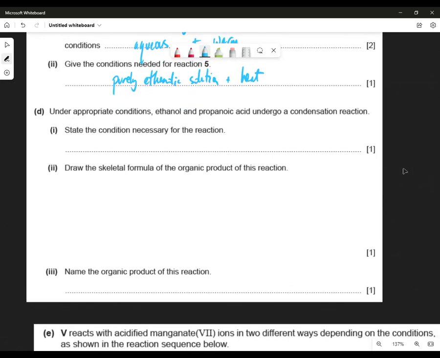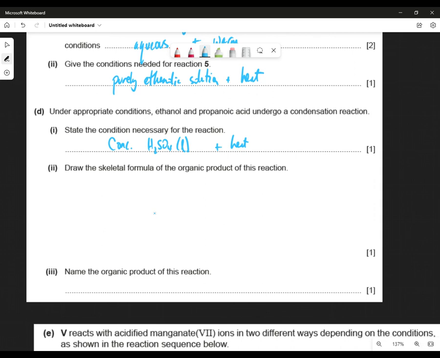State the conditions necessary. Now, conditions for this are we need a catalyst of conc sulfuric acid. It's the pure stuff. All right. So this has got to be liquid. If you say aqueous, you're finished. So it's conc, that one, and heat, I'd say. I'm looking at the answer scheme, and it doesn't say heat, but I'd always put it in. All right. If in doubt, put it in.